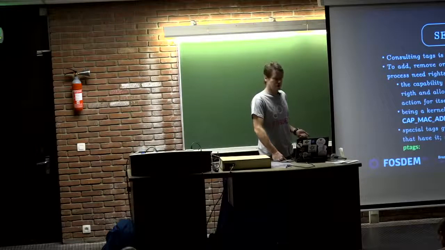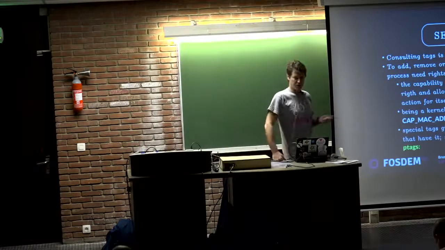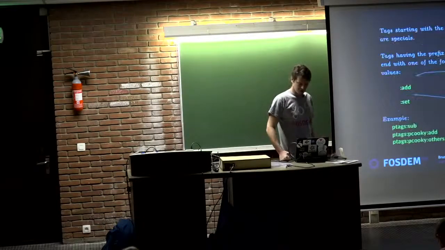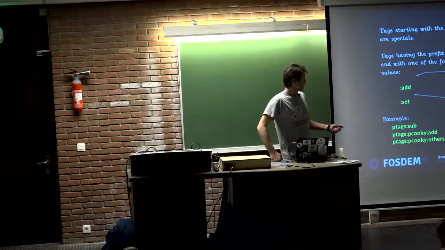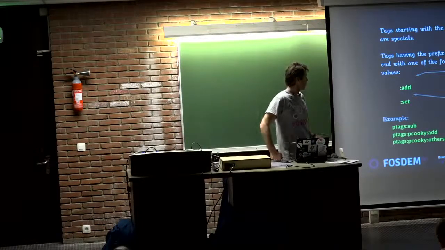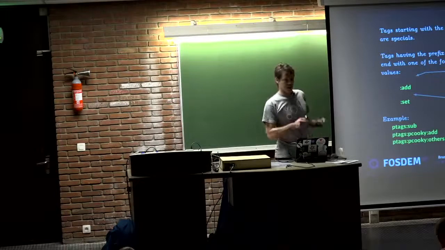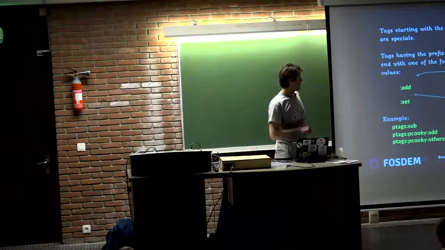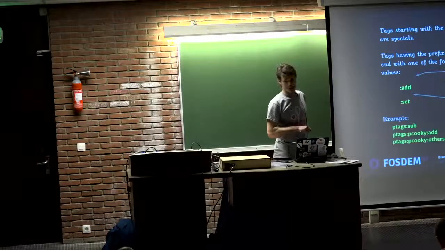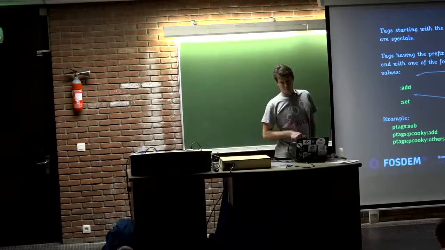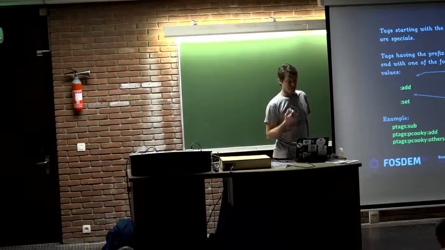So if a process has special tagging, that means starting with PTags, it can add, it can sub, it can set, it can also manage other processes. So these are the basic actions that you can perform: adding a tag, removing a tag, setting the value of a tag, changing the tags of another process. So here are some examples. This one can remove any tag of itself, and it cannot remove the tags starting with PTags.